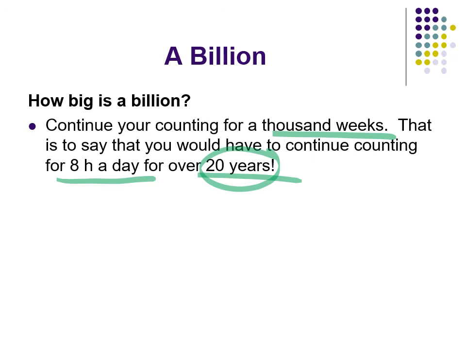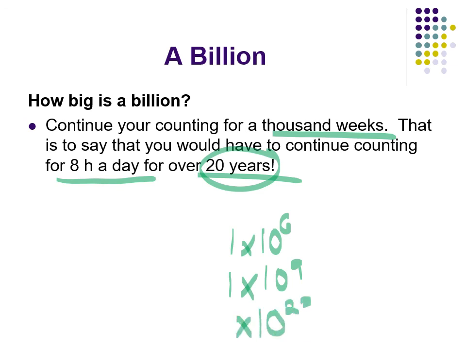So here's one way of thinking about how big that number is. Now a billion, that is 1 times 10 to the 9. We have 10 to the 6 would be 1 million, so 1 times 10 to the 9 would be a billion. Now the number that we're going to be using is 1 times 10 to the 23. So if 1 times 10 to the 9 is almost inconceivably large, this number here is going to be very hard to imagine.